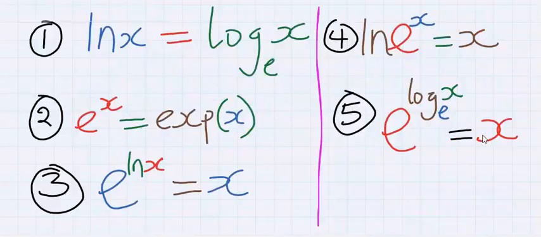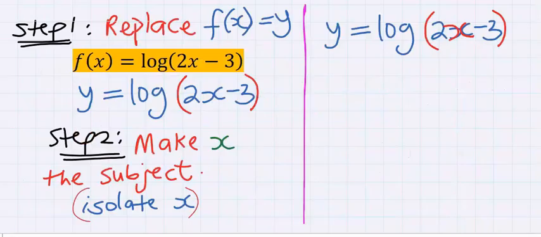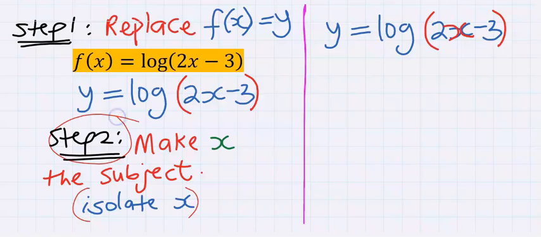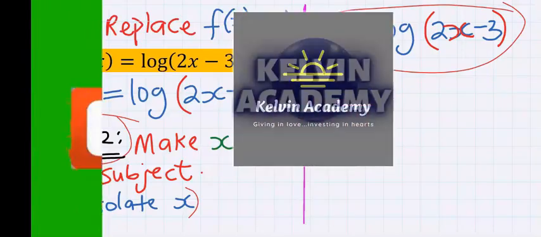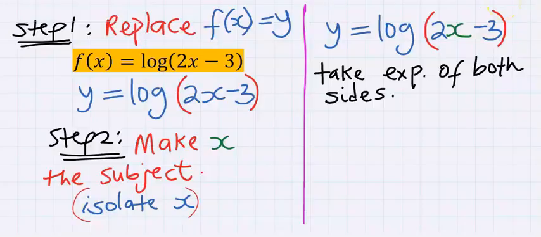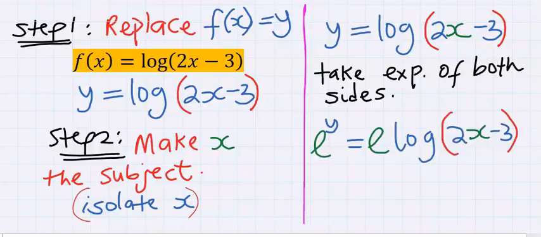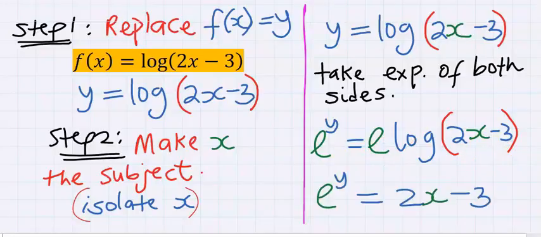Having understood all this, we are now going to use this concept to continue solving step 2, which is this. Next, take exponential of both sides. With this, exponential will neutralize the natural log, and 2x minus 3 is now free. Now, it is easier to isolate x.